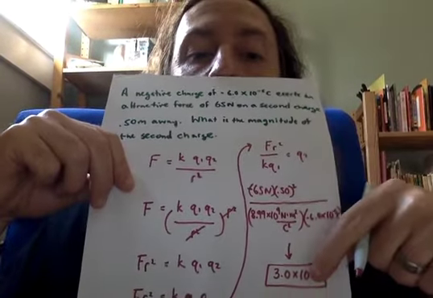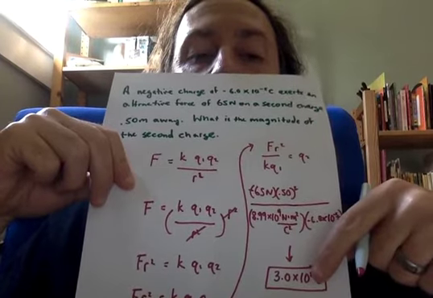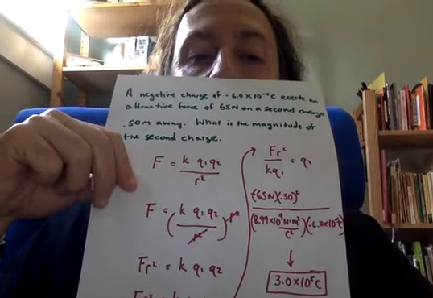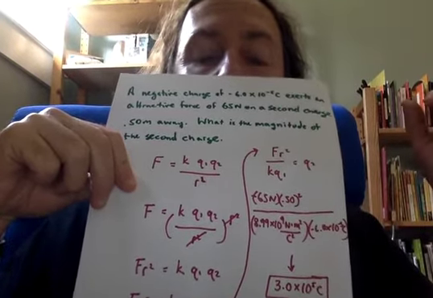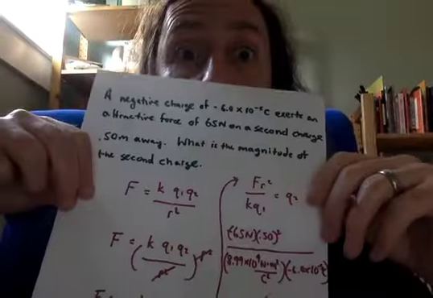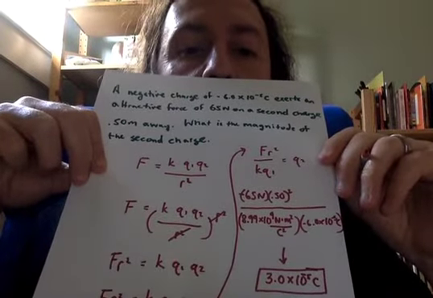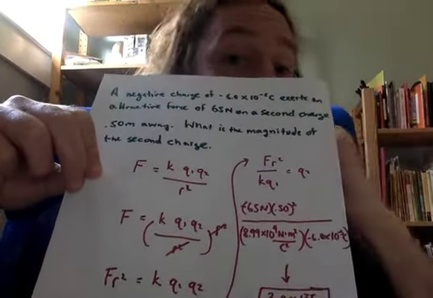Regardless, what you get is, when you plug in and do this correctly, 3 times 10 to the negative, I didn't have my negative on there, fifth coulombs. 3 times 10 to the negative fifth coulombs.